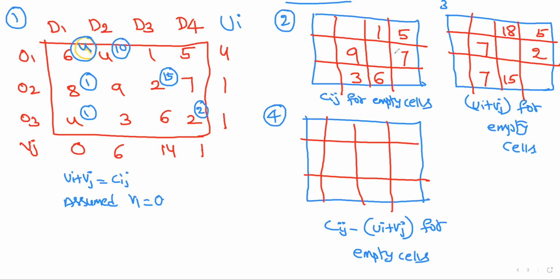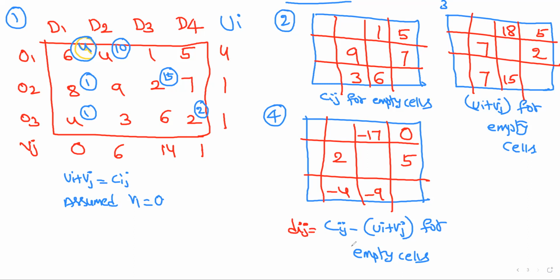Now here the subtraction. We have 1 minus 18. How much did you get? Minus 17. 5 minus 5, 0. 9 minus 7, correspondingly I get 2. 7 minus 2, 5. 3 minus 7, minus 4. 6 minus 5. 6 minus 15, minus 9. So this we call Dij, or some call it Zij. In different books we have different notations. No problem here, you can write Dij or Cij.